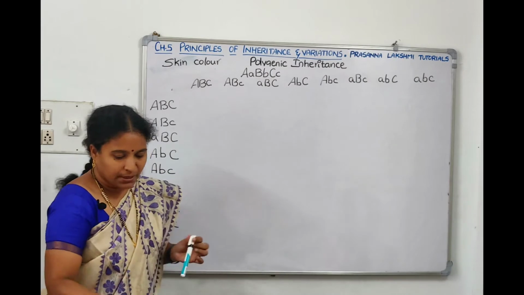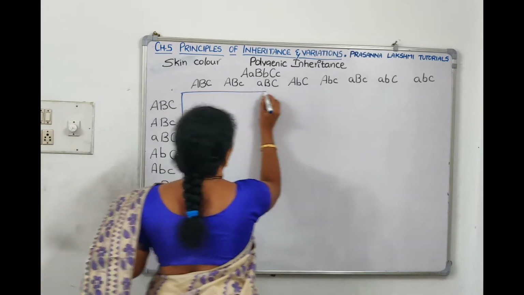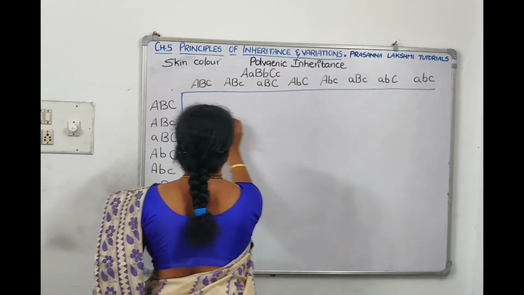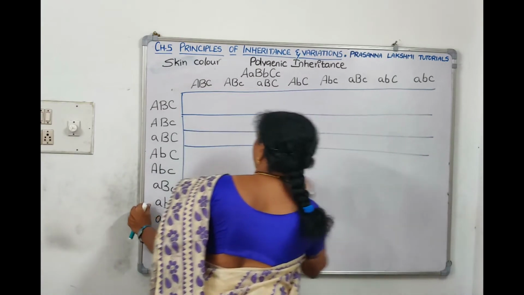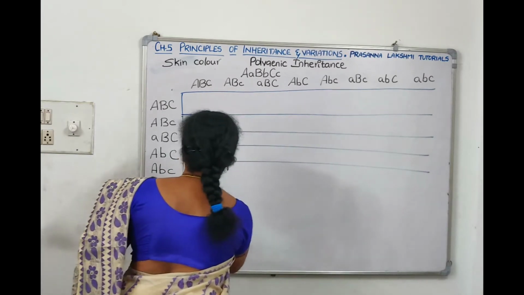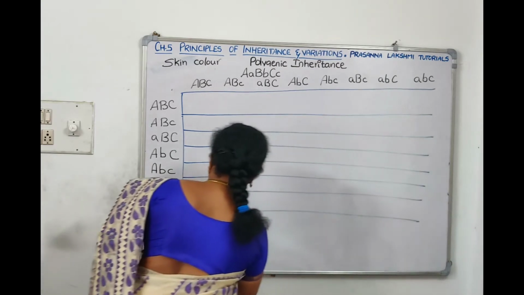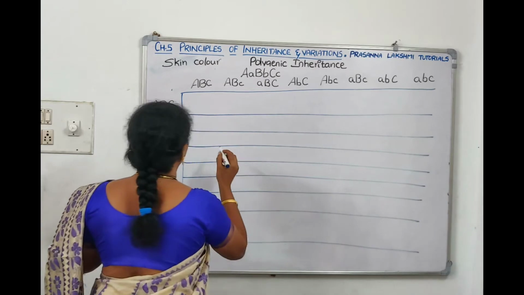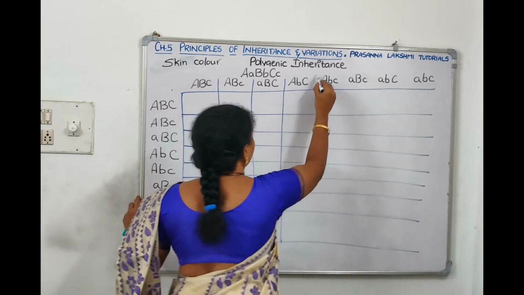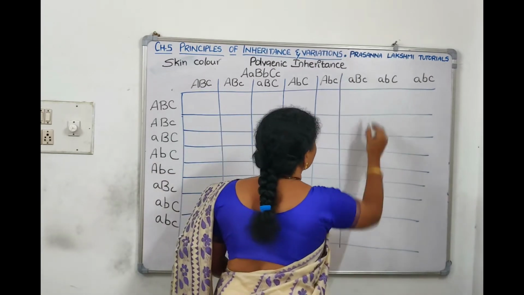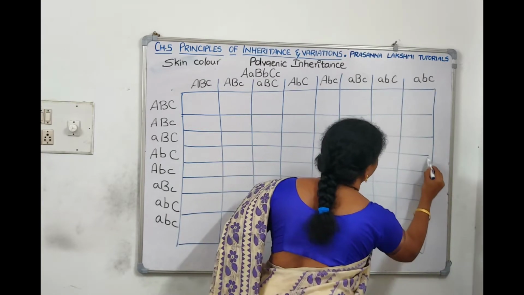Now we need to draw the Punnett square. Let us fast draw the Punnett square. So we'll get a 64 combination here. Instead of writing the genotype, which is time consuming, we can take the numbers also and we can proceed and we will get the ratio, right?